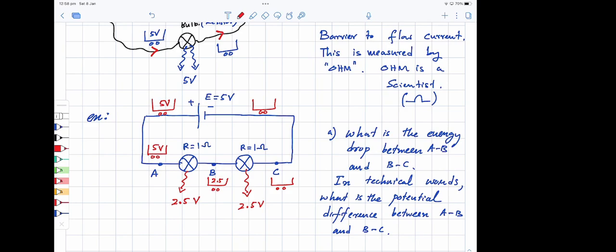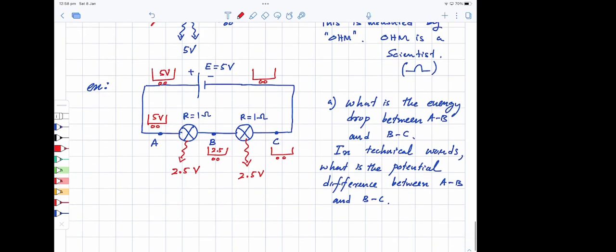He's a very reasonable guy. He's going to divide equally, right? So we call it potential drop between A and B. How do you write it technically? Potential, or energy. Potential means energy, okay?